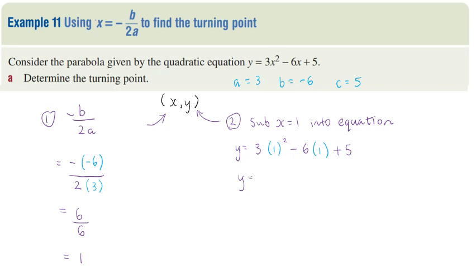So 1 squared is just 1, so 3 times 1 is 3, minus 6 times 1, which is 6, plus 5. So y equals 3 minus 6 is -3, plus 5 is 2. So therefore, my coordinate of the turning point is at 1, 2.